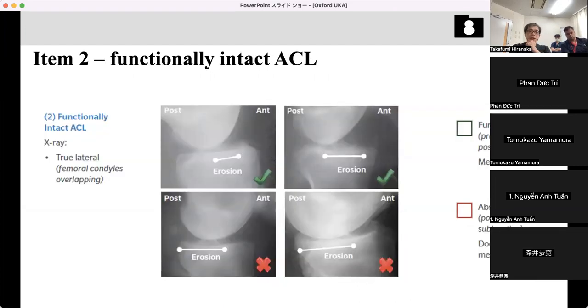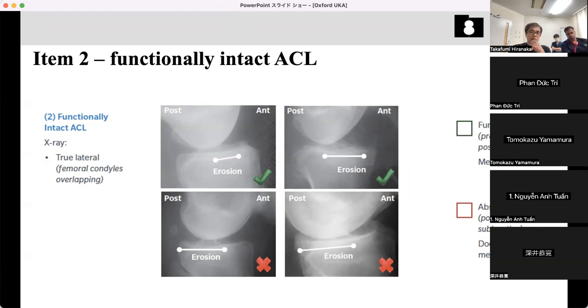The second item is a functionally intact ACL, which is evaluated using the true lateral X-ray. True lateral means that the medial side and the lateral side condyles are completely overlapped. On the lateral X-ray, we will find the bone erosion on the tibial plateau. In this picture, here is the cartilage, here is the bone erosion area, and here is the bone erosion area.